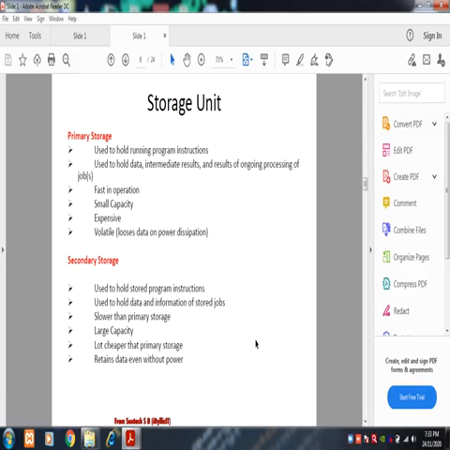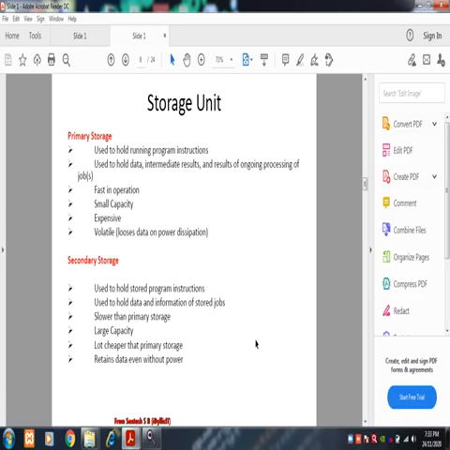Okay, this is primary storage, and it is fast in operations. Definitely, it is fast in operations, and it has small storage capacity, like a buffer or register. It has a small capacity to store. It is a temporary storage.